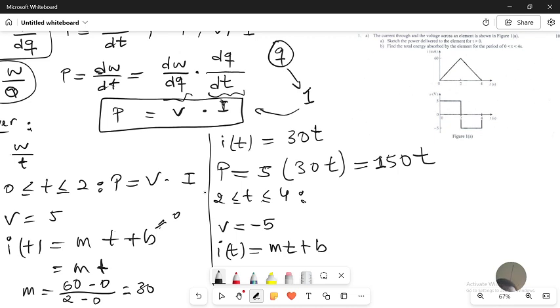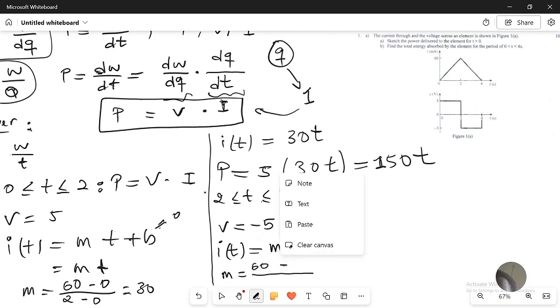Now, what's the value of m? I can start from the first point. The first point is 60, minus the second point, which is 0. Divided by the first time, which was 2, minus the second time, 4. So 60 minus 0 over 2 minus 4 equals minus 30. Now I have determined the value of m. I have to determine the value of b.